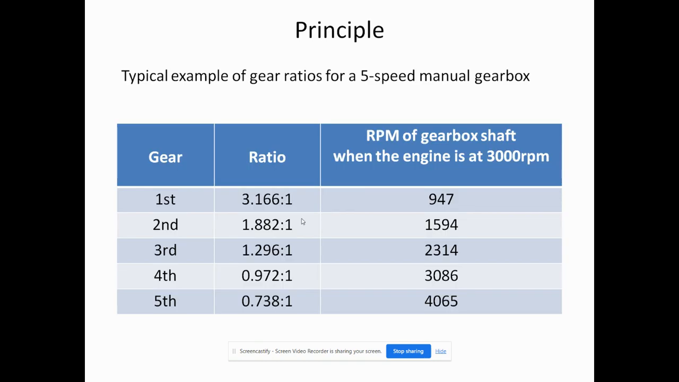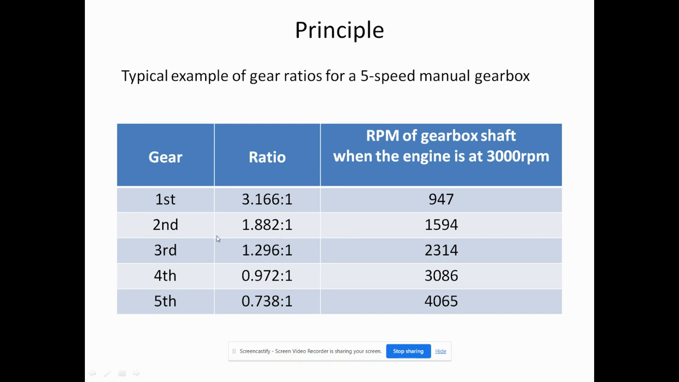The next thing is the principle. The principle is that a collection of helical gears in the gearbox gears down the speed from the engine crank to the final speed of the output shaft of the gearbox. These are typical examples of gear ratios for a 5-speed manual gearbox. For the first gear, the ratio is 3.116 to 1, and the maximum RPM for the first gear is 947. For the second gear, the ratio is 1.882 to 1, and the RPM is higher than the first gear, that is 1594 RPM. And the third gear ratio is lower than the second gear.